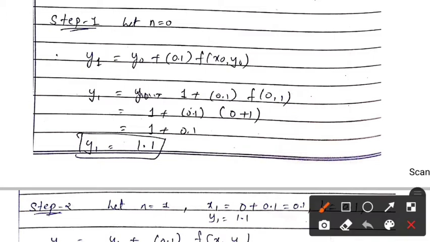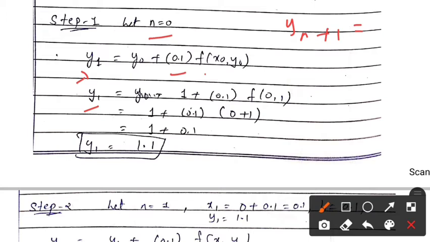See, now first I will start taking the value of n from 0. I will take n equal to 0. So, according to your formula y(n+1), if you put this value in your Euler's equation, in this equation y(n+1), okay, then you get here y1 equal to y0 plus 0.1 f of x0, y0. Okay, now this y1 will remain as it is because you will get the value of y1 over here, right?